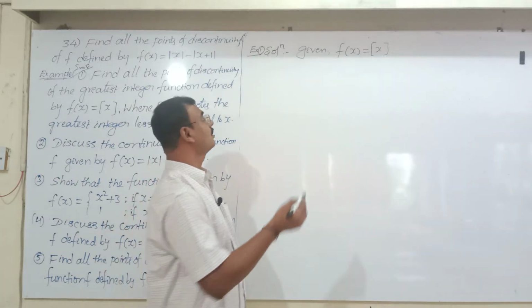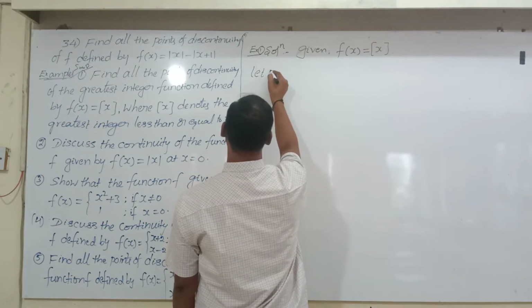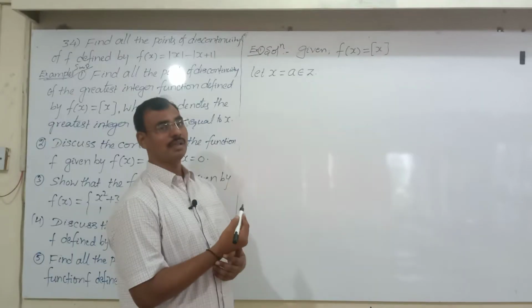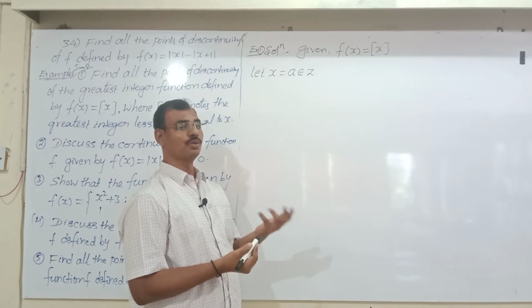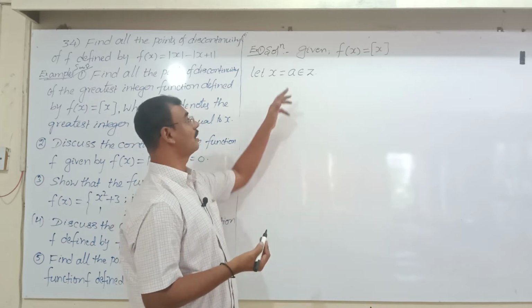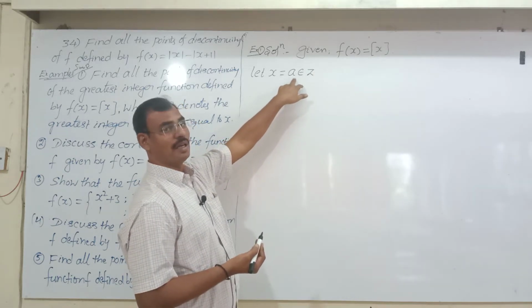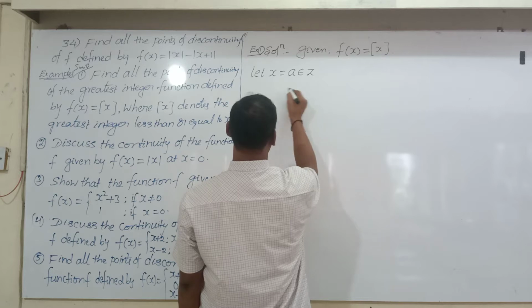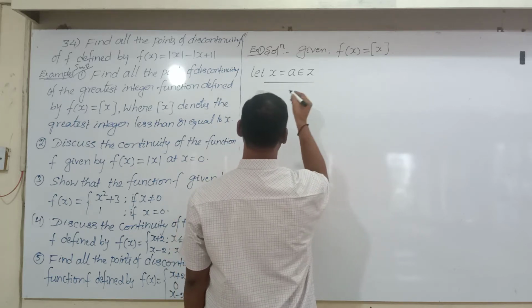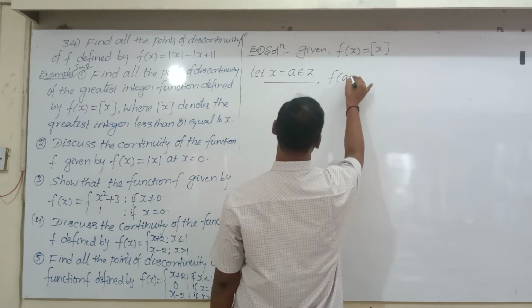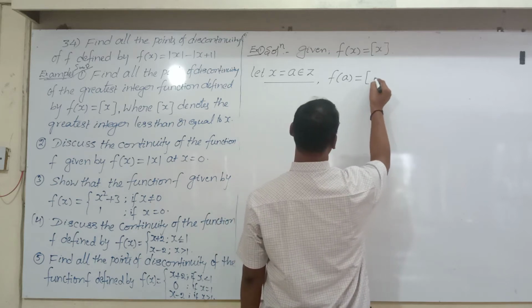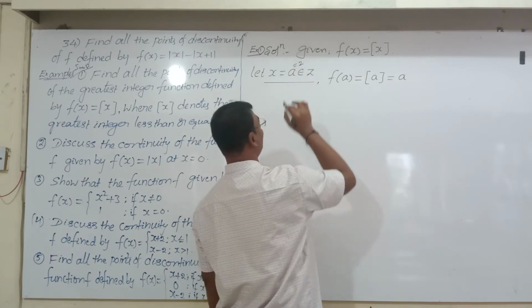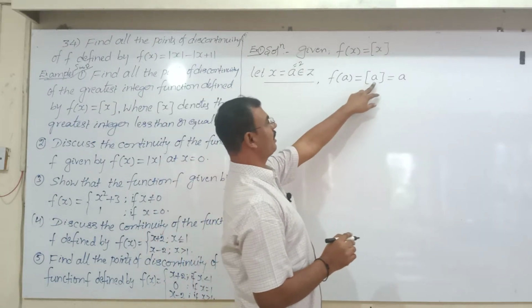How to check this? I have to take one integer. Let x is equal to a, which is an integer. Non-integral means except integers, like 1.2, 2.1, 1.9, 1.5, those are called non-integral values. Integral values are only 1, 2, 3, 0, minus 1, minus 2, minus 3 and so on. So let us take x is equal to an integer. What is f of a? F of a is equal to greatest integer of a, which is equal to a. For sake of understanding, I am taking a is equal to 2. F of 2, the greatest integer of 2, is equal to 2.